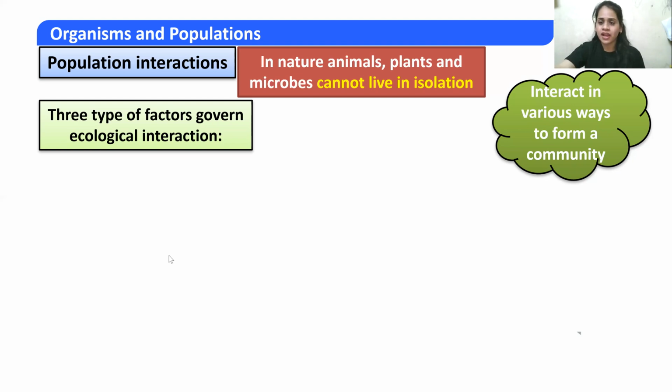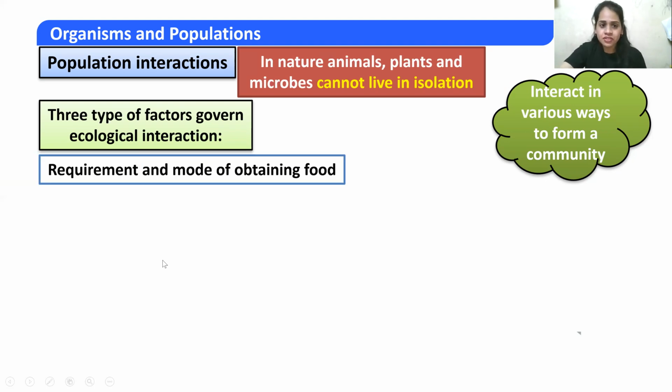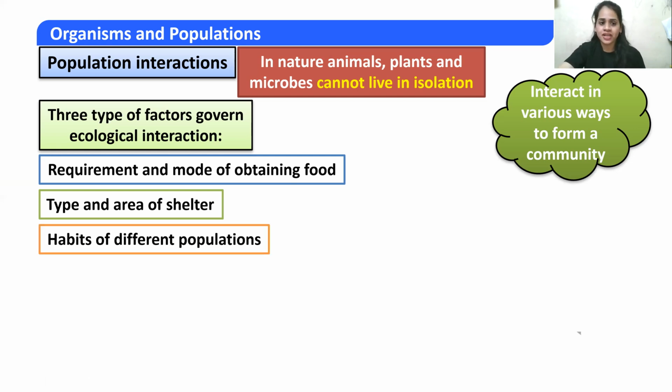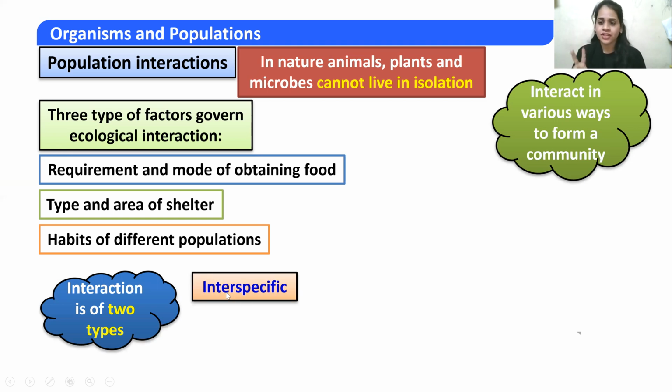There are three factors which govern ecological interactions: requirement and mode of obtaining food, type and area of shelter, and habits of different populations. These are the three factors which are very important in population interactions. There could be two types of interaction: interspecific interaction and intraspecific interaction.